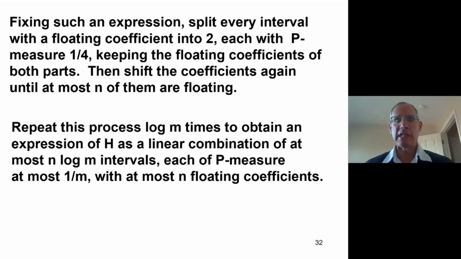And we keep doing it. And if we keep doing it log m times, then we will obtain an expression of H as a linear combination of at most n log m intervals again. And each p measure will be at most 1/m, and we'll have at most n floating coefficients. Right? So now indeed the measure of the intervals with the floating coefficients is very small. Something here is a little bit inaccurate, but I wrote it. So each p measure of an interval with a floating coefficient is small. Some of the intervals with non-floating coefficients may have big measure, but we don't care about that, right? But the p measures of the intervals with floating coefficients are small.